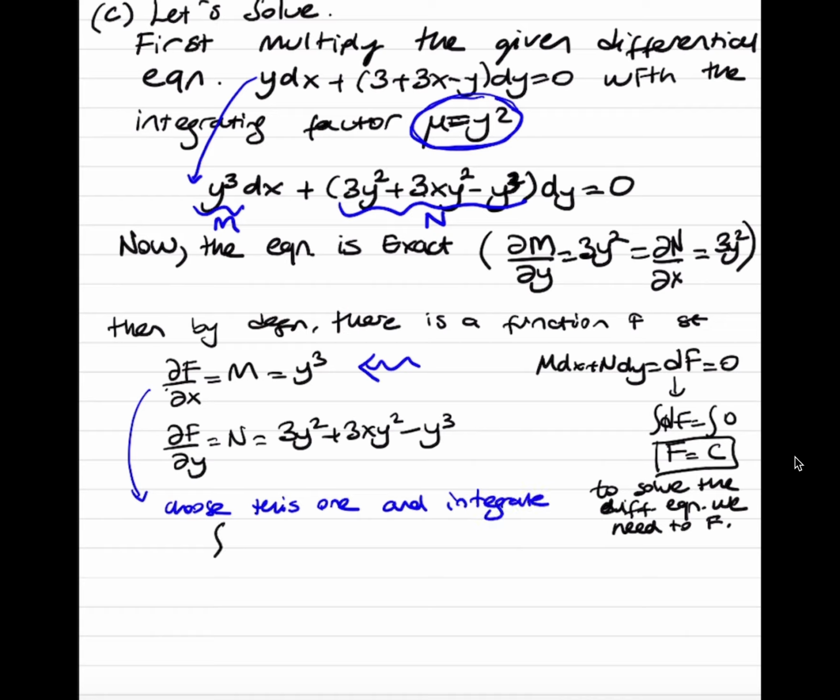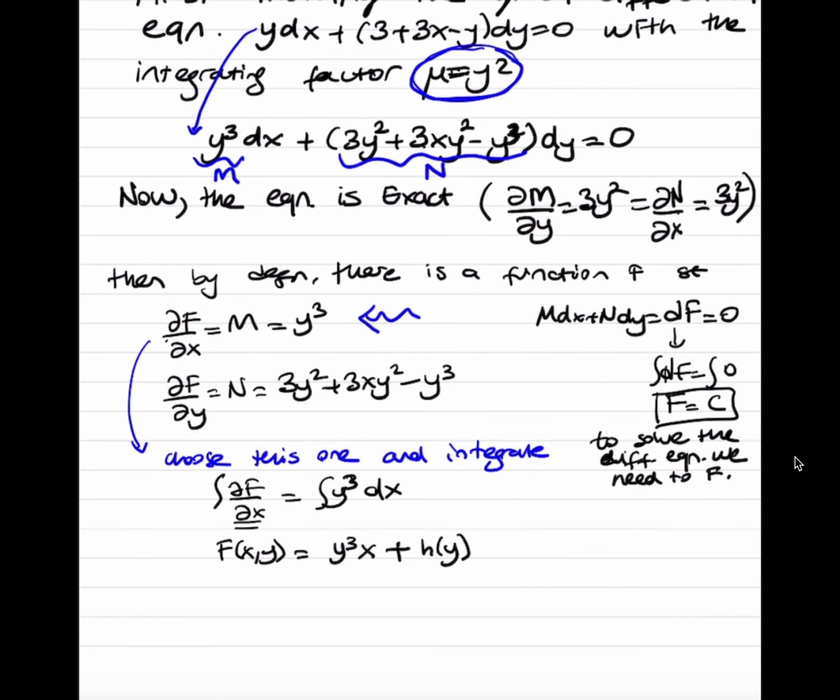Okay, let's integrate because it is easier to integrate, right? So it is y cube. But we integrate with respect to x because it is del f over del x, right? So f of x, y is equal to y cube x plus some constant. But we know that when we are taking the derivative with respect to x, y is a constant. So the constant is a function of y. Let's say h of y. And to find h of y, we will use the second one.